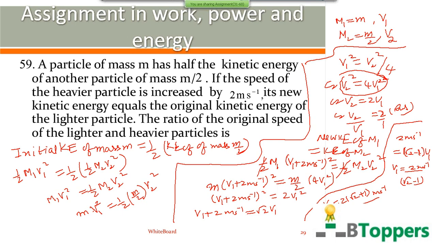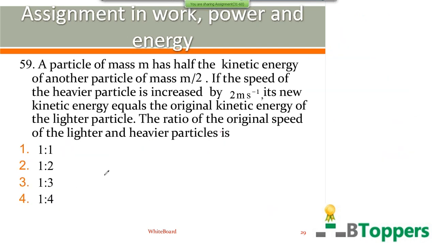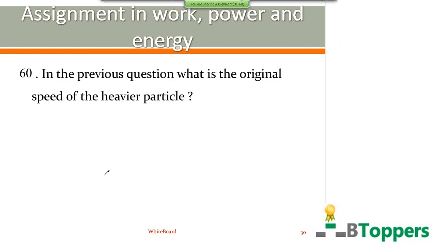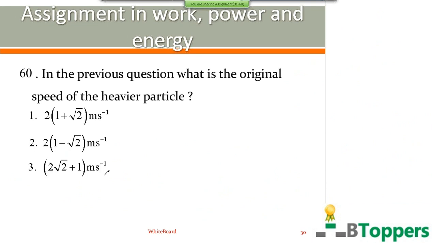If you want to copy the solution, you can take a pause and copy the solution of the problem. So the ratio of the original speed of the lighter and heavier particles should be given as 2 is to 1. It is given in the reverse order here, 1 is to 2, for 59. We can make it as 2 is to 1. For the 60th question, which asks for the original speed of the heavier particle, that is the value we found in the previous question. That is the first option is the answer.